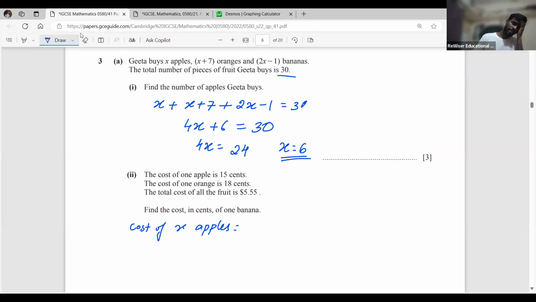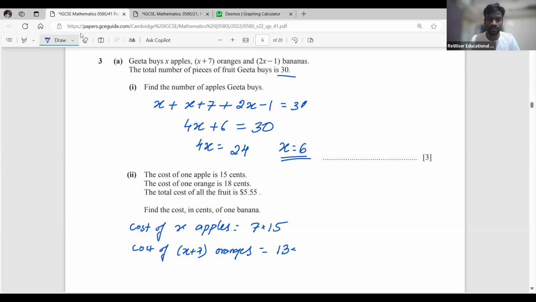Apples is going to be, there are 7 apples. We found the value of X to be 7. So it's going to be 7 times 15 cents. And cost of X plus 7 oranges. And this is nothing but X is 5. Sorry, X is 6. Plus 7 is going to be 6 plus 7, which is 13. So it's going to be 13 times 18.